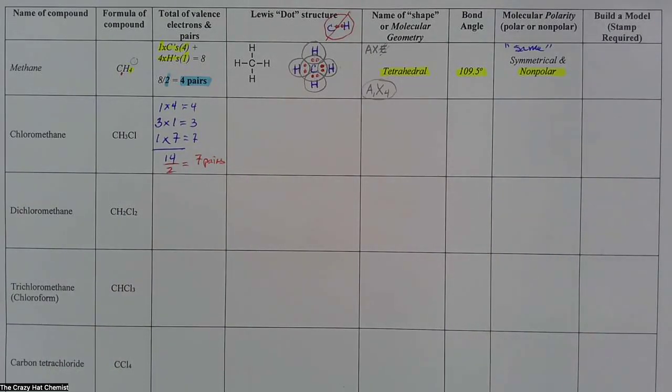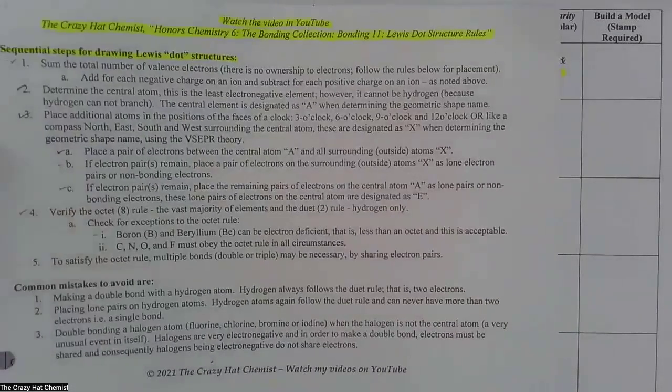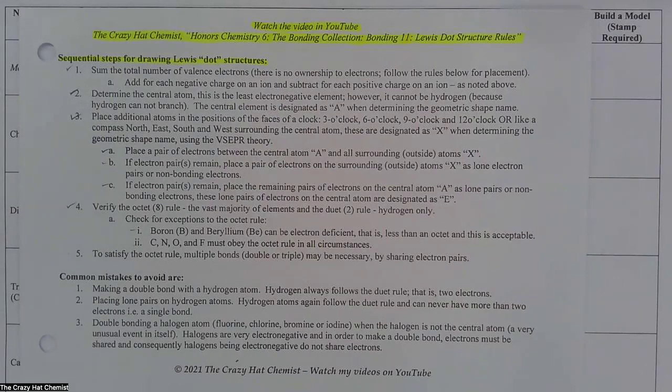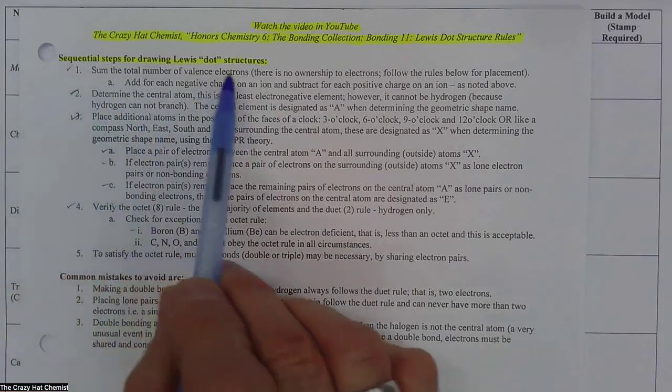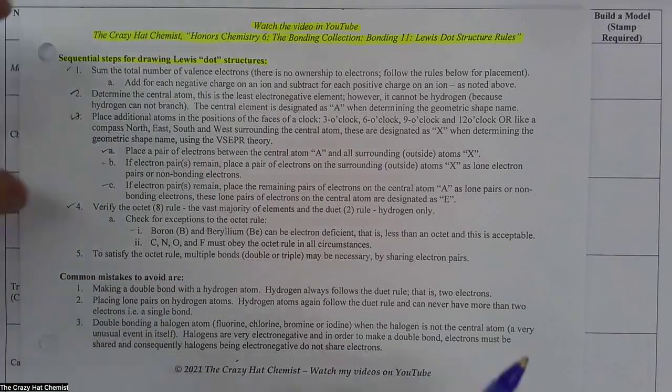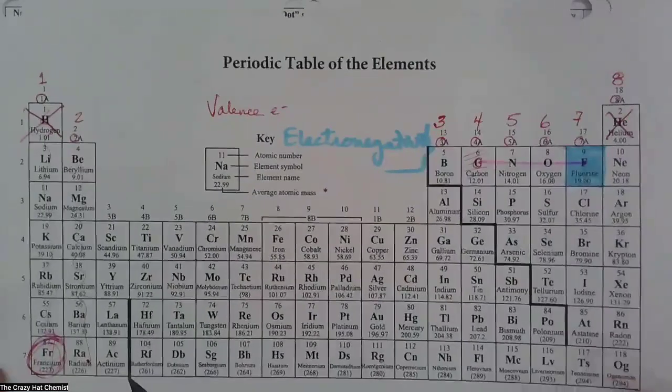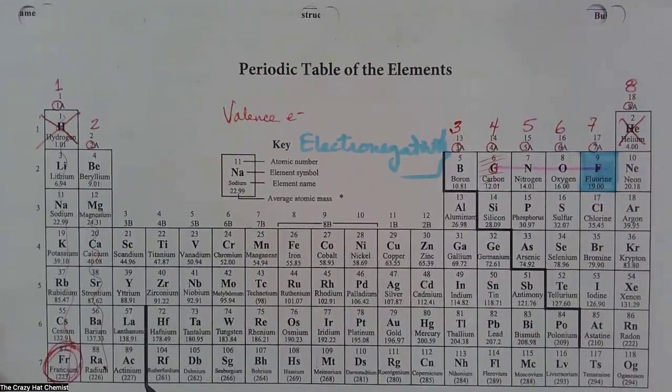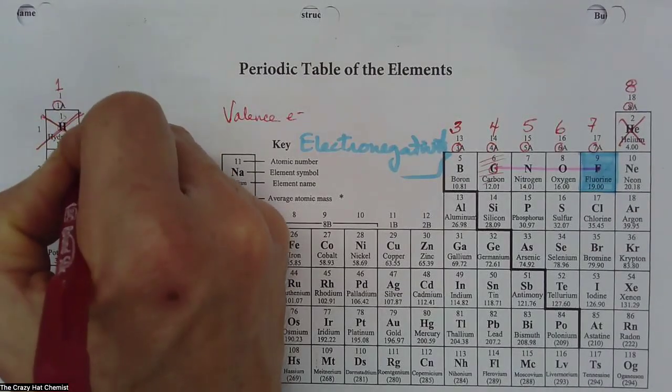All right, the next set of rules. We've summed up all our valence electrons. By the way, we are following these set of rules to the T. Absolutely, we are following these rules. We just did rule number 1. We summed up all the valence electrons. Now we need to determine the central element. The central element is based on the electronegativity. So what element can it not be? It cannot be hydrogen, so we're going to cross that out.